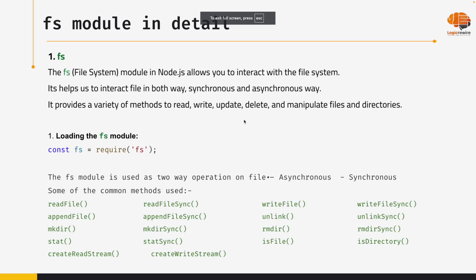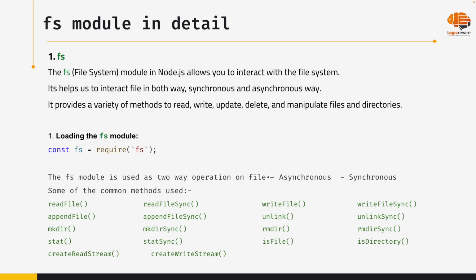So the file system module, as I already told you, is used for interacting with the file system, folders and files. There are two ways of doing this: one is the synchronous way and one is the asynchronous way. Synchronous means if you are reading a file, till the reading completes, you can't do any other task. We have already discussed in previous classes what synchronous and asynchronous operations are.